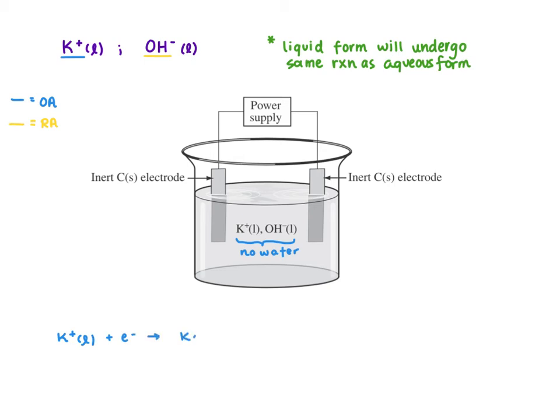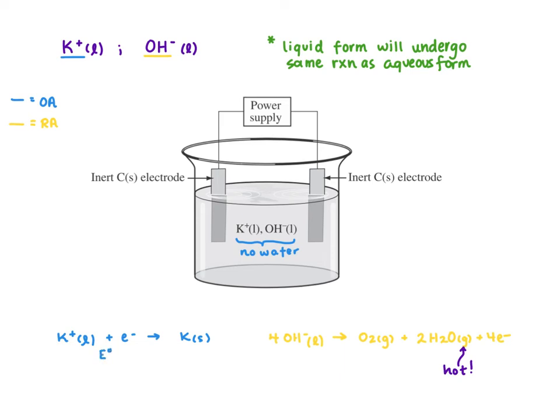to form solid potassium. For our oxidation reaction, we're going to have 4 hydroxide ions oxidized to form oxygen gas, water. Since this is molten, likely that water is also going to be a gas, and electrons. So I've just listed water as a gas because it is very hot. Molten ionic compounds will be hot. So that's my 2 half reactions. I can write my E values for each one.